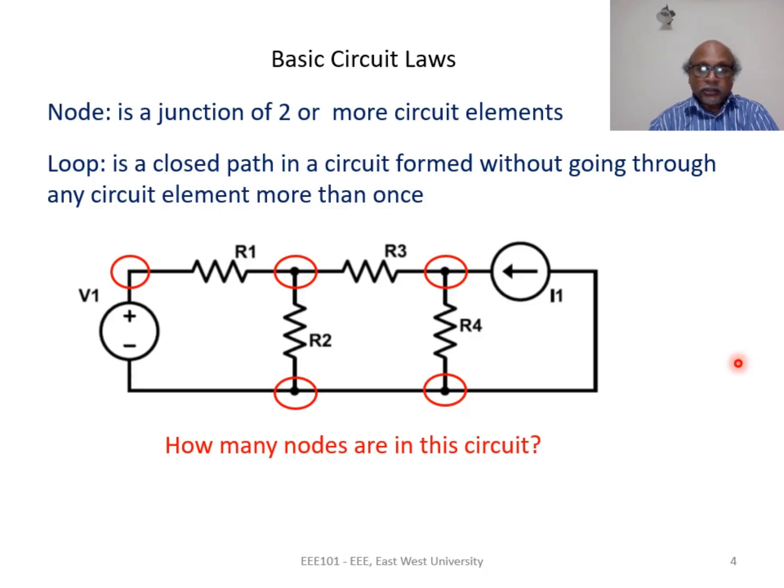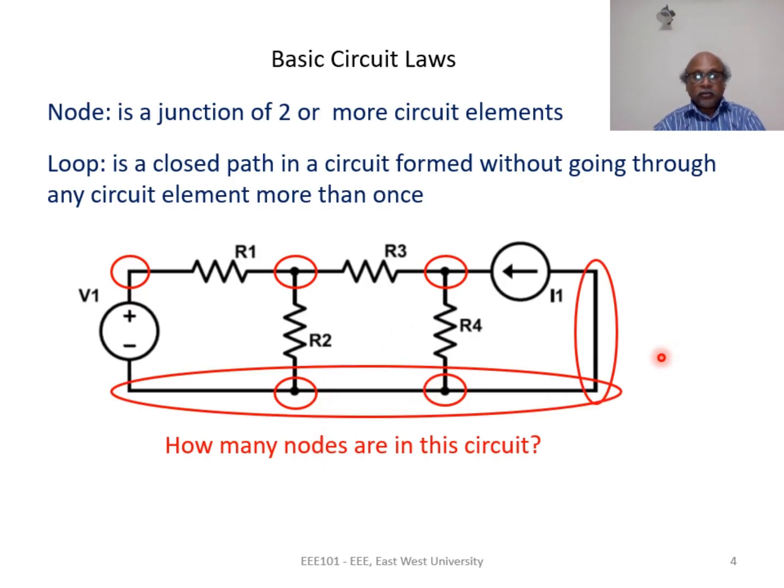Actually, if we look at the circuit in more detail, you can see that a short circuit extends from the bottom of the voltage source V1 all the way to the right of the current source I1. So this entire short circuit is a single node, although it may look like there are different nodes. So this entire part we will call one node.